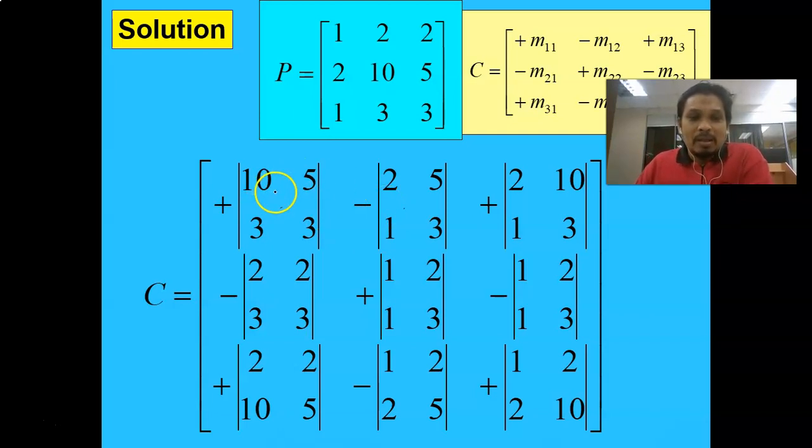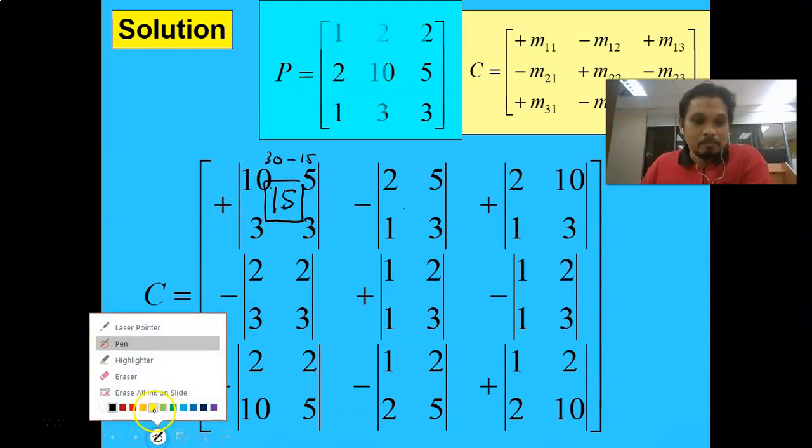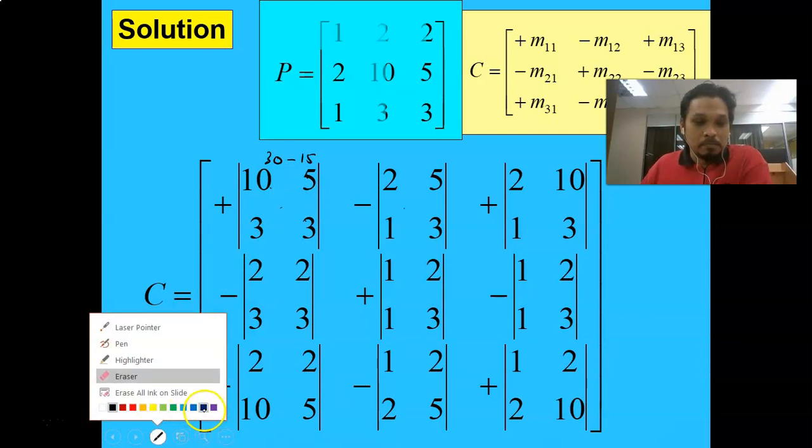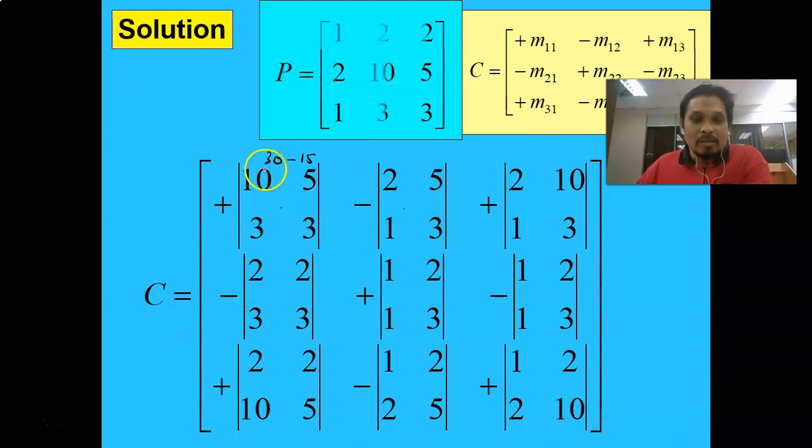Okay, now just find out 10 times 3 equal to 30 minus 5 times 3 equal to 15. So then, what is the value of the cofactor of this? Class, 30 minus 15 is 15, right? There you go. Then, next. Okay, I think I'm going to use the different colors here. Okay, 10 times 3 equal to 30, minus 5 times 3 equal to 15, 30 minus 15, 15.